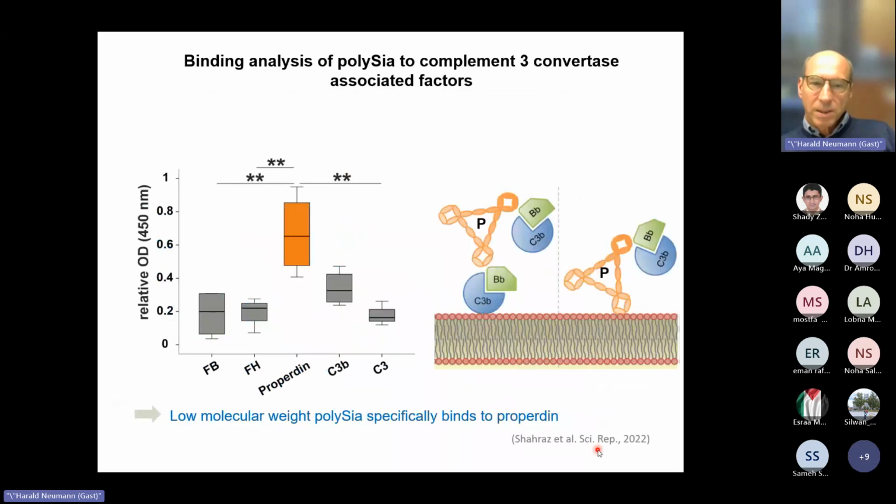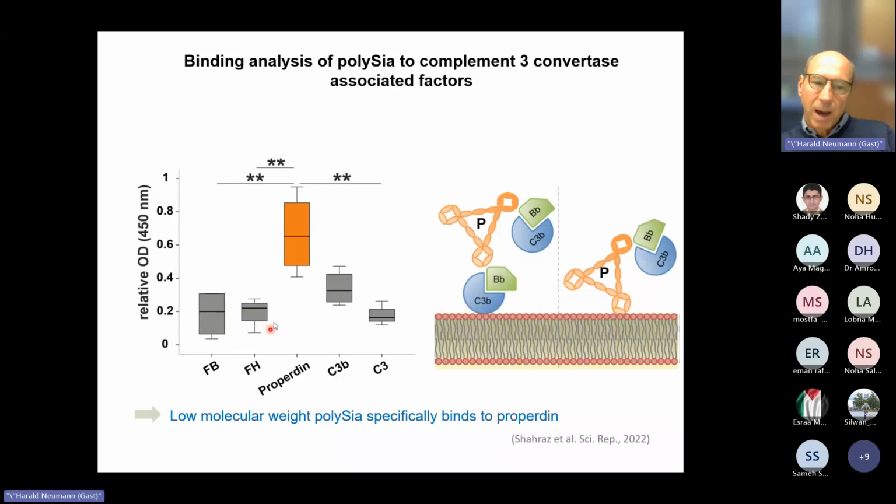We went one step further and asked, to what molecule is polysialic acid binding? Again, this is a very simple binding assay. We used an ELISA plate where we coated different factors: factor B of the complement cascade, and factor H, which is known to bind to sialic acid, but not to polysialic acid. Factor H is binding to alpha 2,3 linked sialic acid, another linkage of the sialic acid.